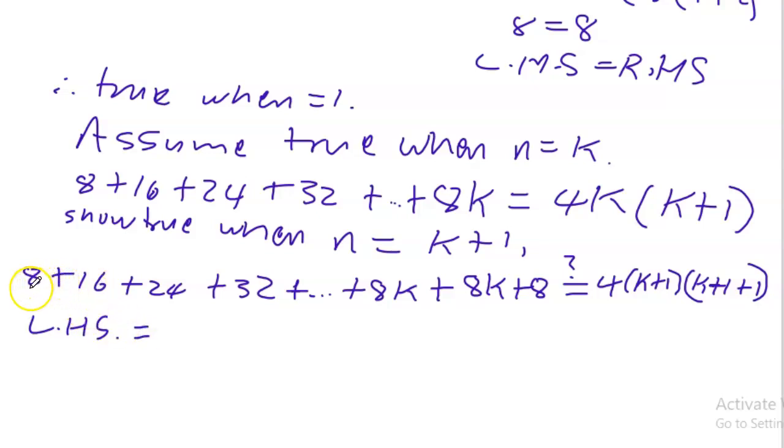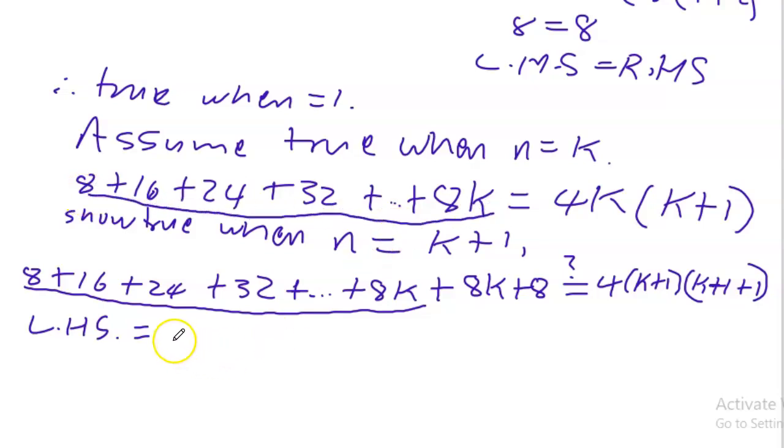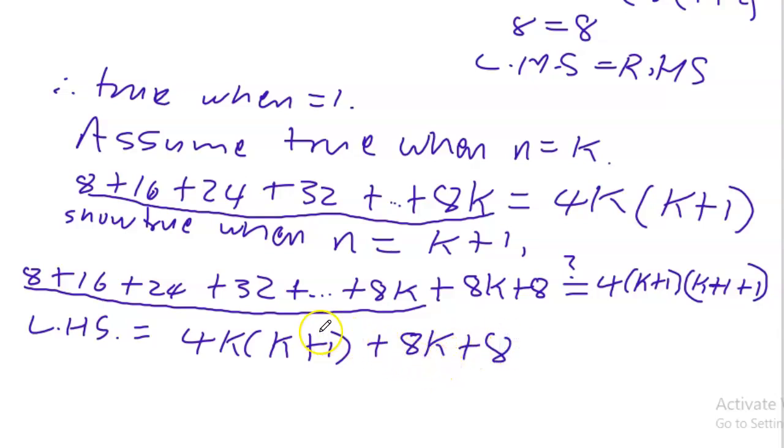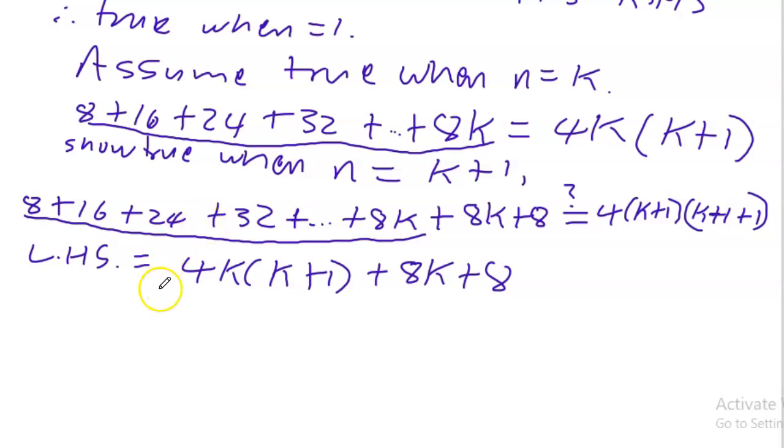Let me just rewrite the left hand side. If you notice on the left hand side, summation from 8 to 8k, notice the same as in step 2. The summation from 8 to 8k is equal to 4k into k plus 1. And of course, additionally, there is 8k plus 8. So we're asking, is all of this equal to the same as we have on the right hand side? Let's prove it.